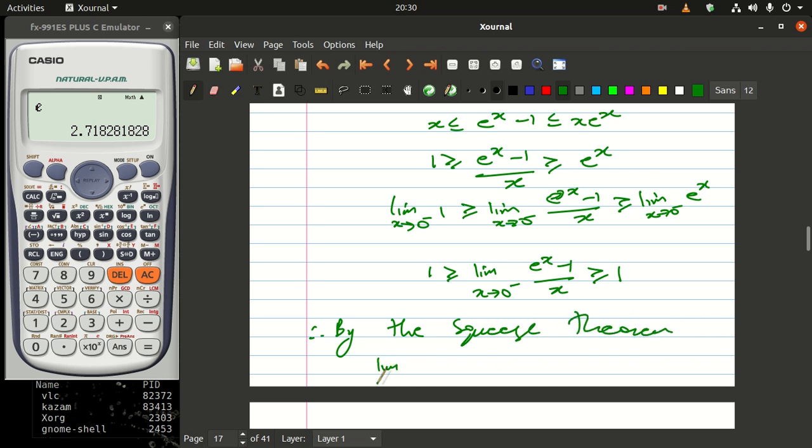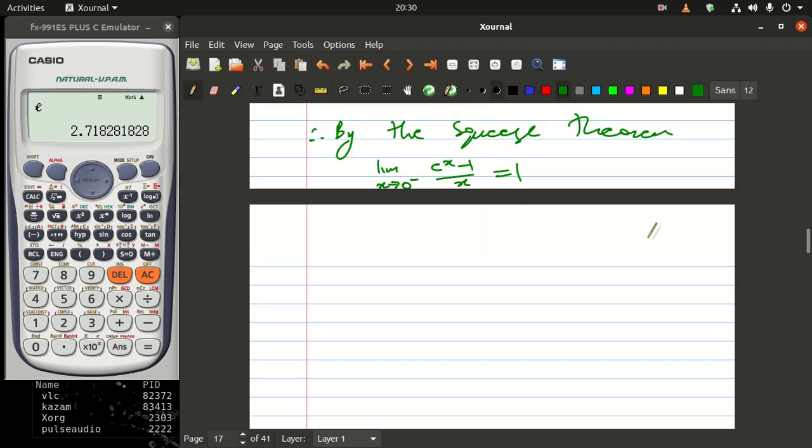the limit as x approaches 0 on the left of (e^x - 1)/x must be equal to 1. And also note that because the left and right hand limits are equal to 1, then the limit as x approaches 0, on both sides, of (e^x - 1)/x must actually be equal to 1. That's all there is to this part here.